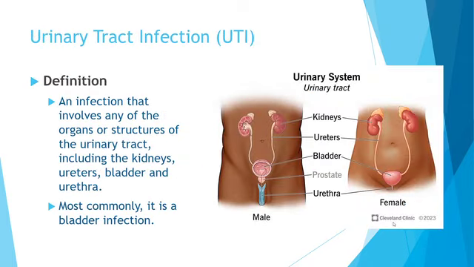So I'm going to do a little definition here. I know a lot of you nurses have this drilled into your brain, especially during nursing school, what a urinary tract infection is, so I'm just going to go over it briefly. The definition is an infection that involves any of the organs or structures of the urinary tract, including the kidneys, ureters, bladder, and urethra. Most commonly, it is a bladder infection.